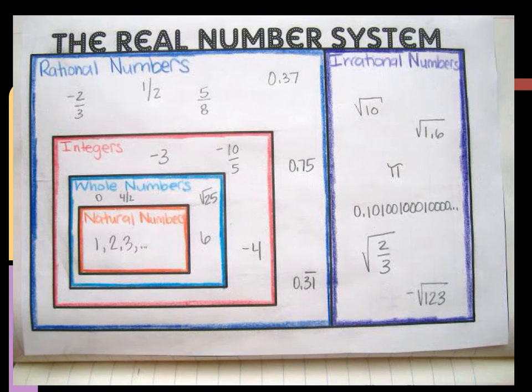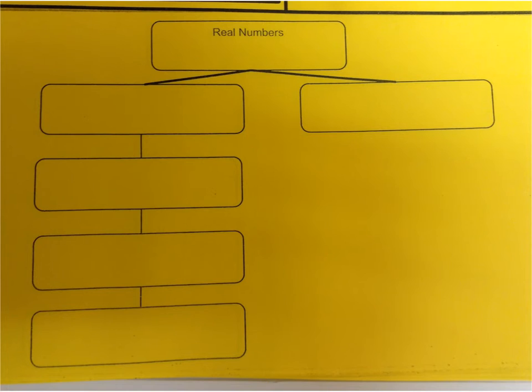And let's take a minute to look at the bottom of your graphic organizer. This is also another way to organize the real number system. On the top half of the page, we had boxes that were inside of each other. The natural numbers were included as part of the whole numbers. The whole numbers were included as part of the integers. The integers were included as part of the rational numbers. So this is just a different way to show what we just talked about.